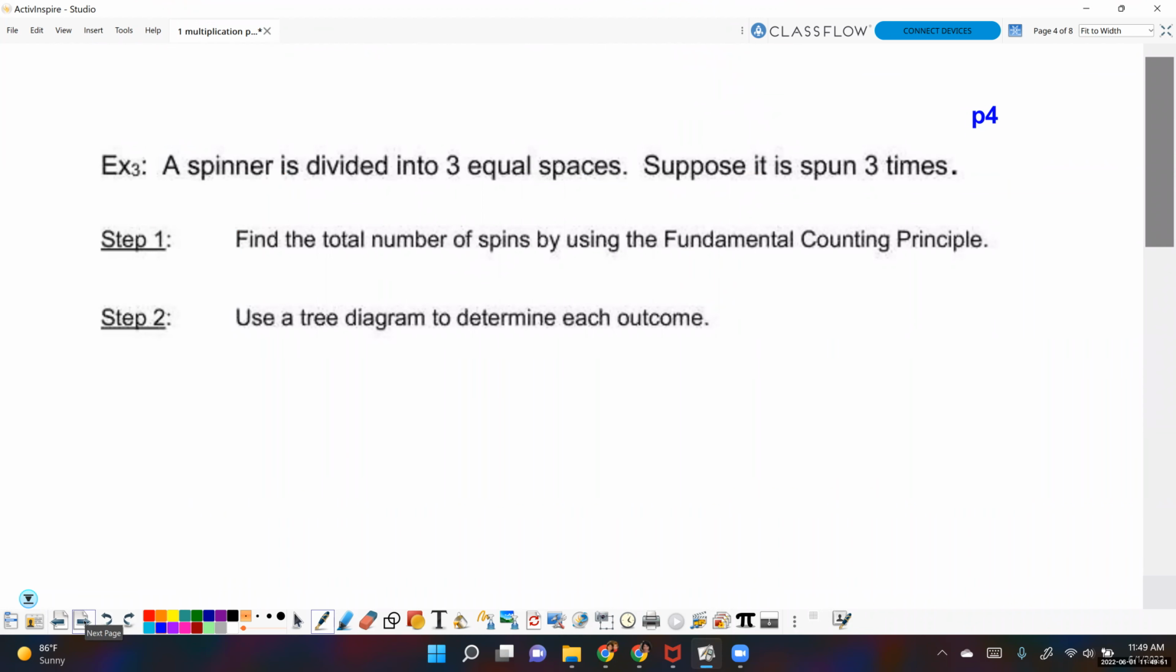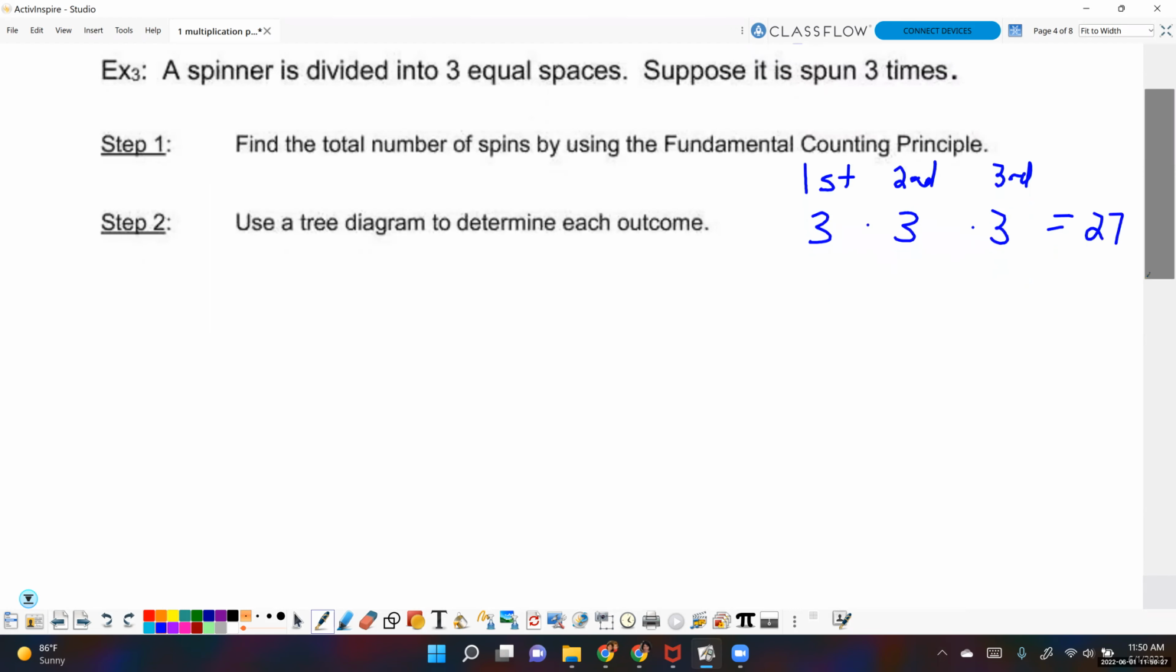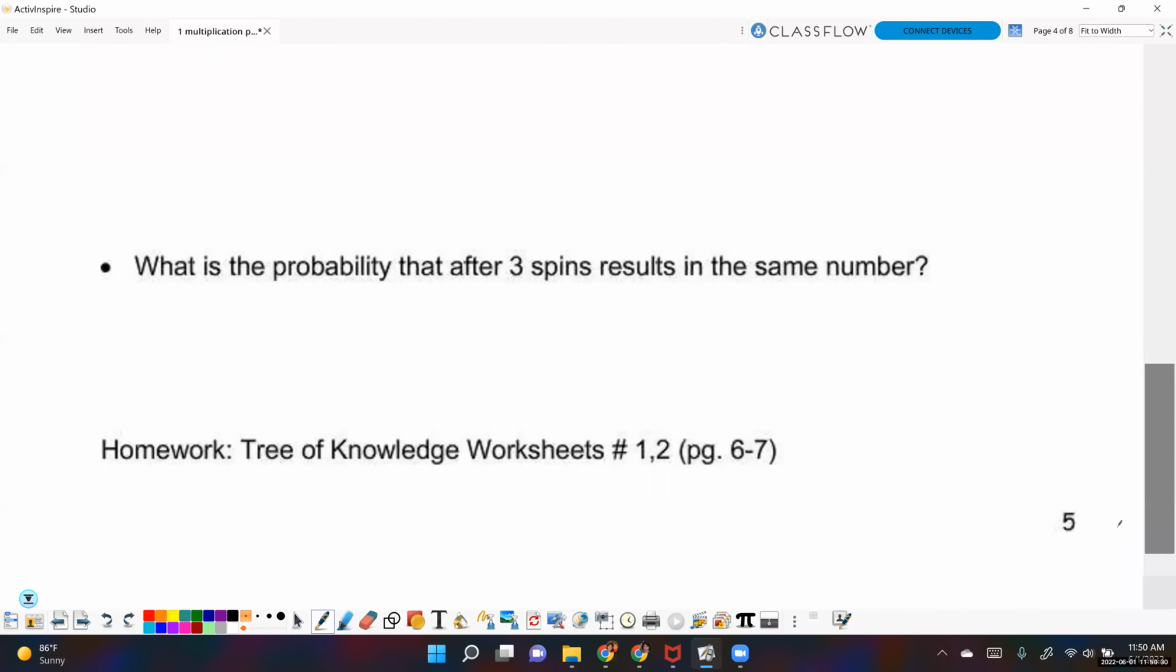On page 4, we have a spinner situation. A spinner is divided into 3 equal spaces, and it is spun 3 times. So here's the deal. When I spin a spinner, it does not change the number. Every time the spinner has 3 equal places, like 1, 2, 3. So when I spin it the first spin, there are 3 options. The second spin, 3 options. The third spin, 3 options. 3 times 3 times 3 gives me 27 options. Is there a follow-up? Yes, okay.